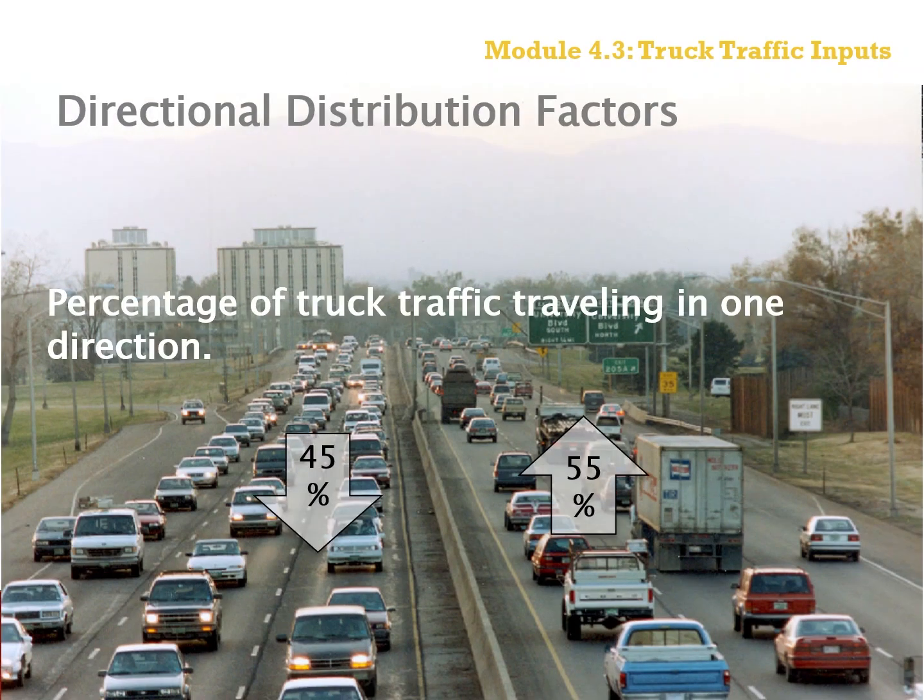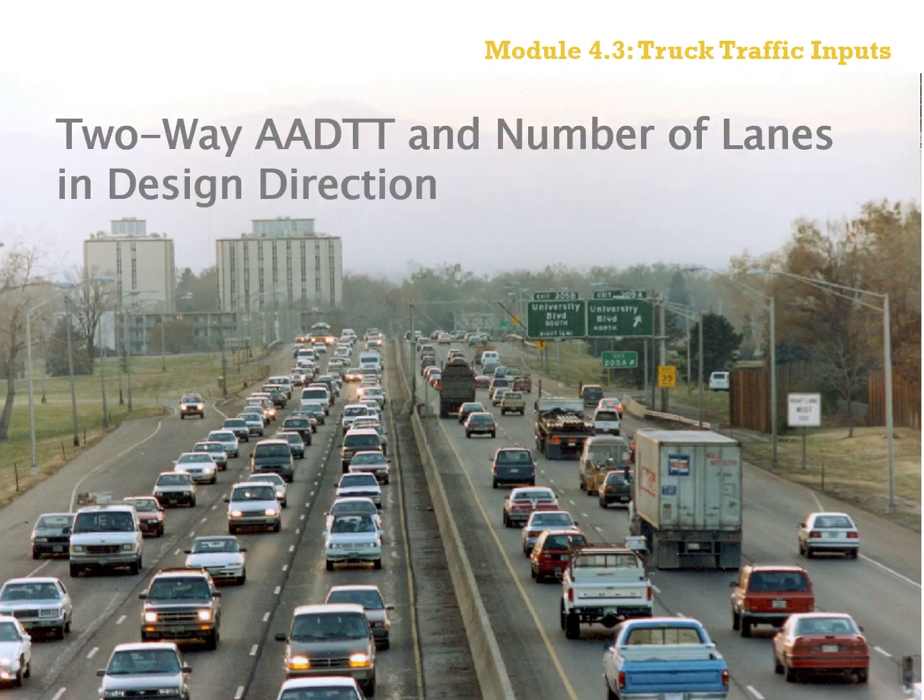First of all, the two-way average annual daily truck traffic and the number of lanes in the design direction are required inputs to the Pavement ME software. The Pavement ME software requires the AADTT in both directions for the roadway, and then the number of through lanes in that direction. In the picture on this slide, the number of lanes in the design direction would be 3.